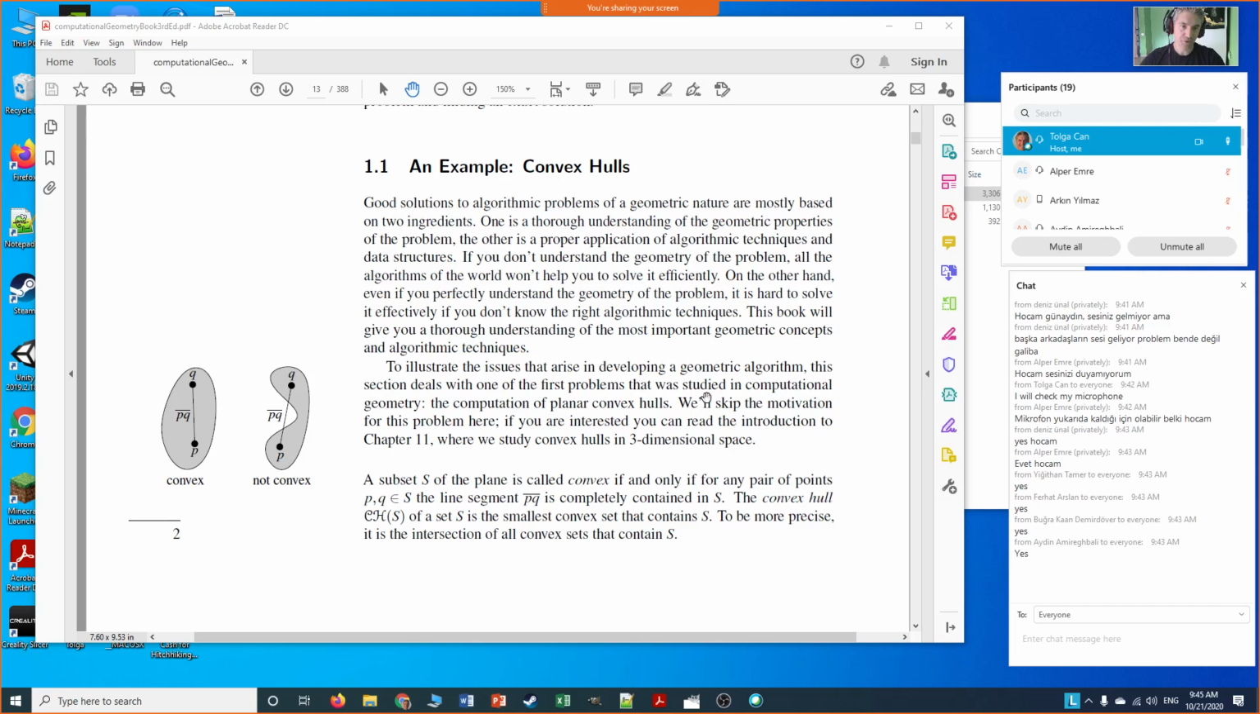All right, then I'm going to start chapter 2, which is line segment intersection, and we are going to.